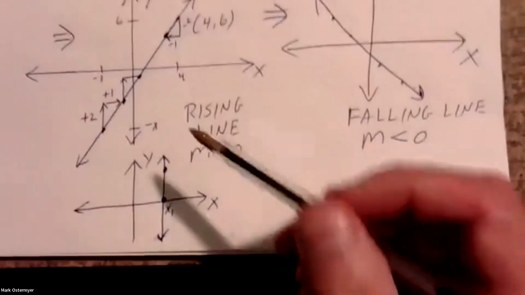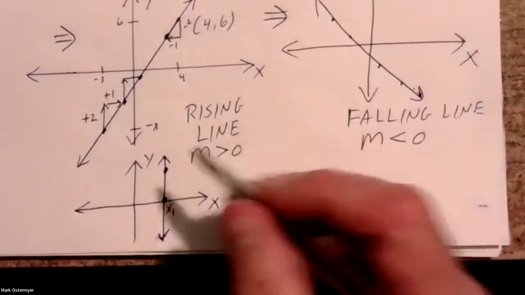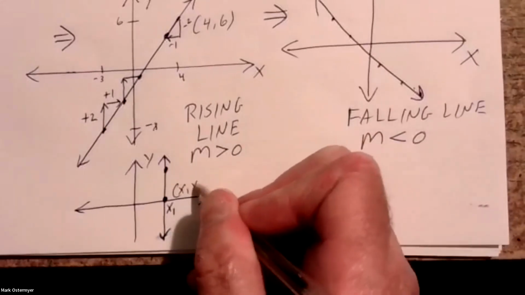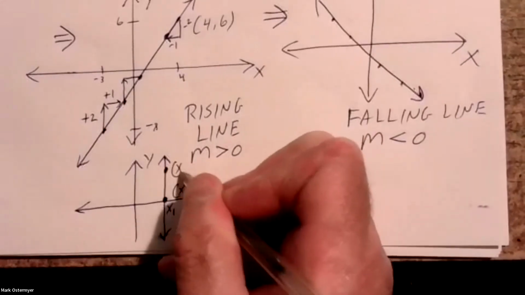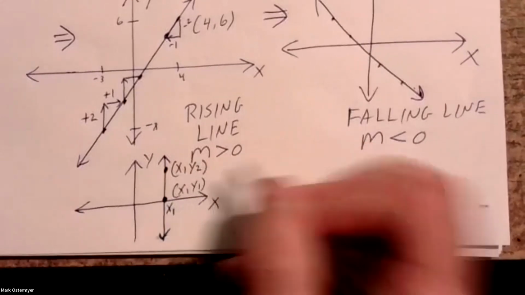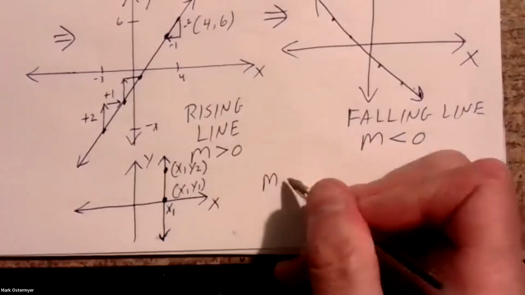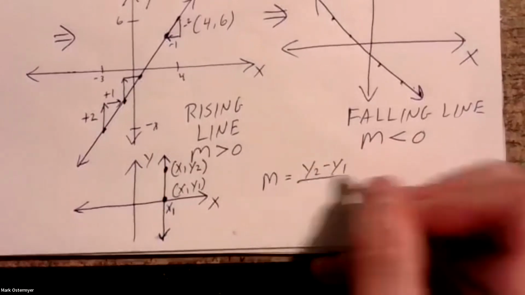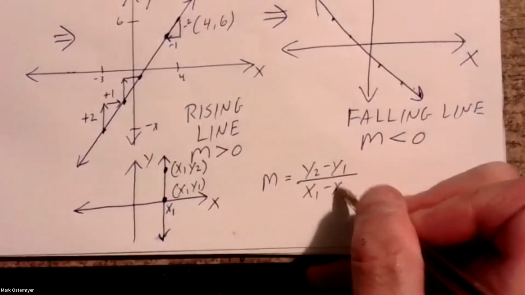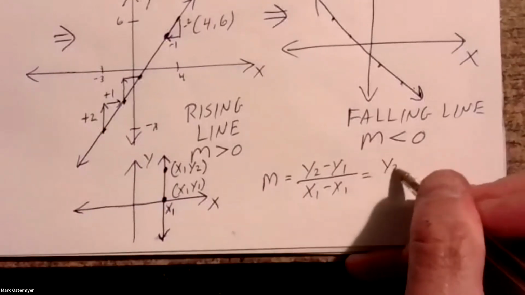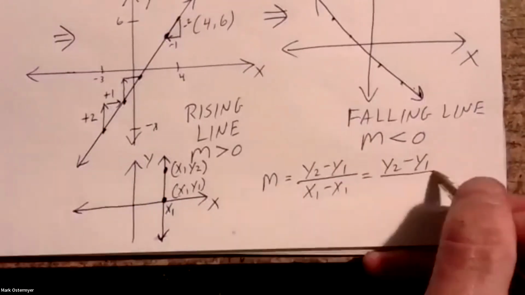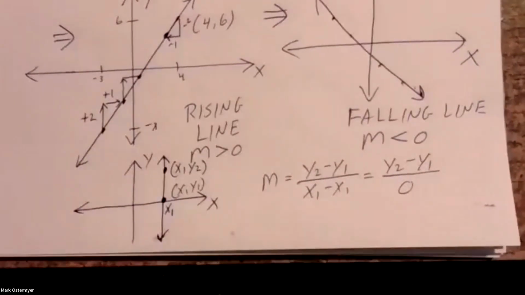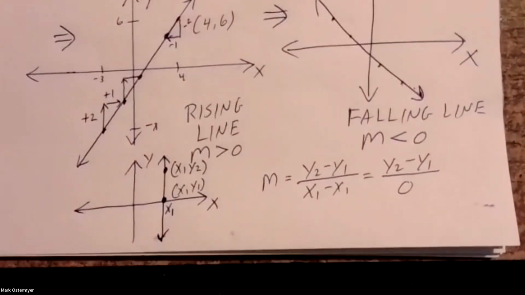So any 2 points on a vertical line always have the same x coordinates. The y coordinates could be different, but the x coordinate is the same. And because of that, if you look at the slope of a vertical line, the x coordinates are the same, and so the denominator of your slope becomes 0. And what happens when we divide anything by 0? What's anything divided by 0?